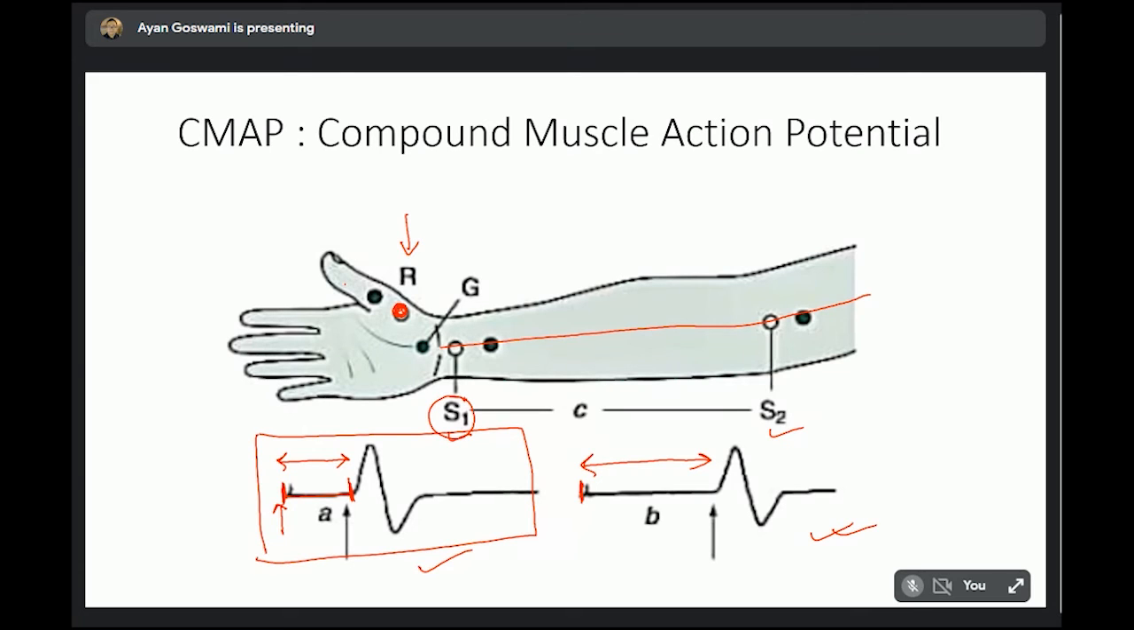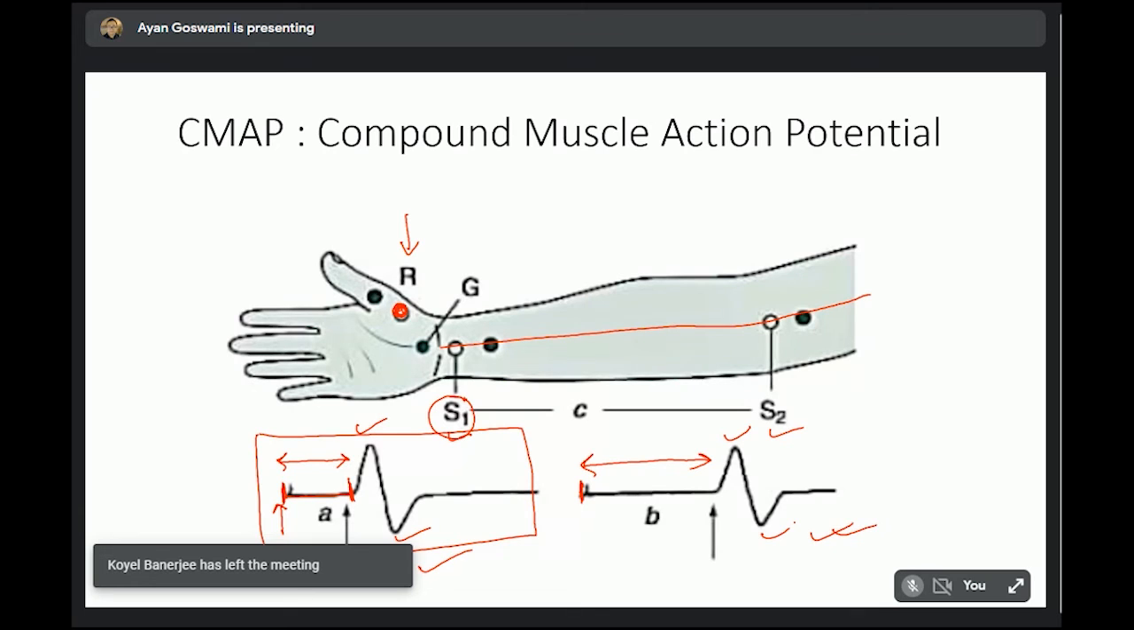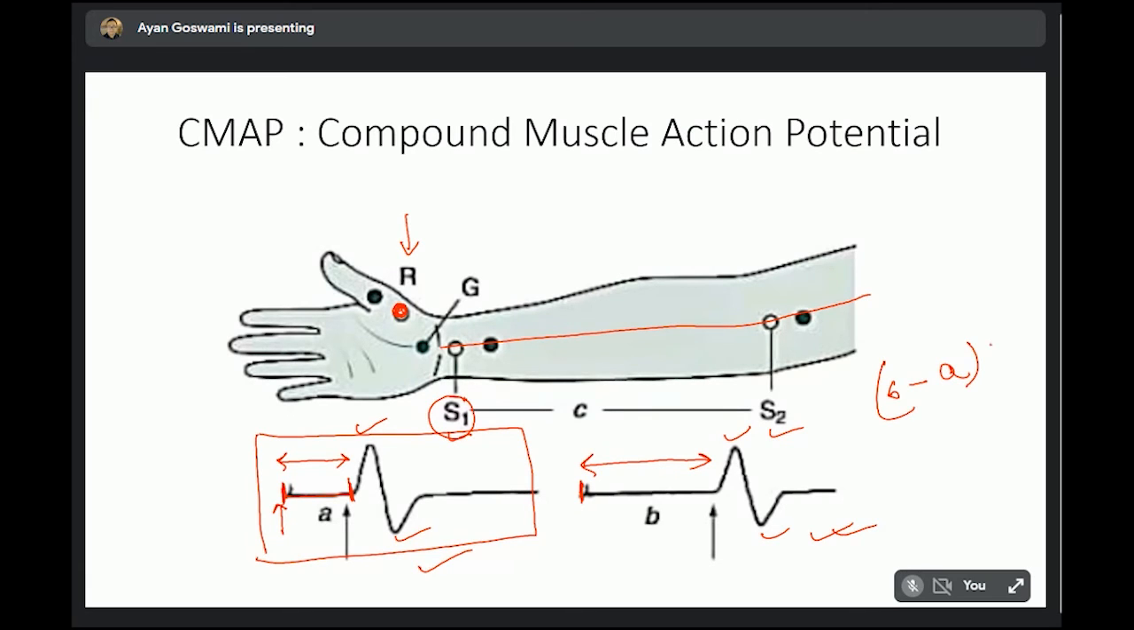Now, latent period is the period after which you are getting the spike. This is the spike. One positive spike will be there and one negative spike will be there, right? So the latent period difference is B minus A, correct? The latent period difference is B minus A, and it is measured in milliseconds.